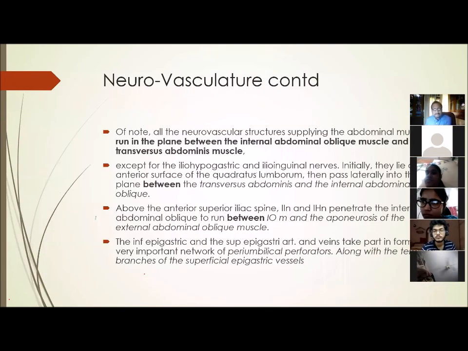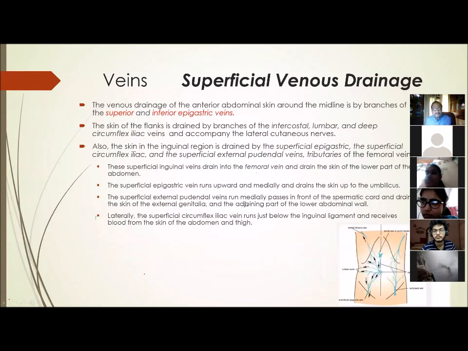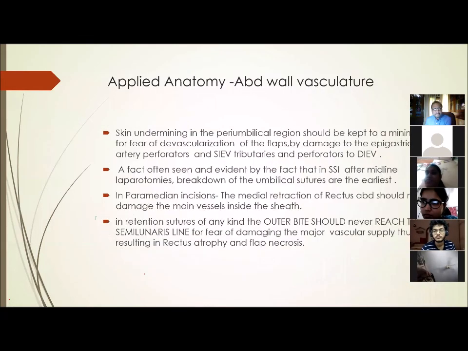So remember, the applied importance of this part is, number one, do not undermine unnecessarily. Number two, do not retract the rectus abdominis laterally in a paramedian incision to an excessive extent. Don't do that, right? Number three, retention sutures. What are retention sutures? We'll talk about retention sutures.